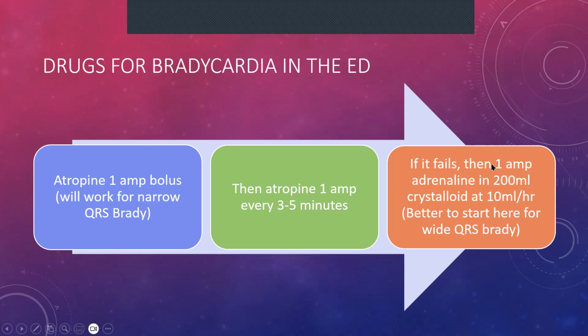And then if that fails, you give 1 amp of adrenaline in 200 mils of crystalloid at 10 mils per hour. So that 1 amp is going to run over quite some time. I mean, that's going to run over 20 hours. I'll be honest, if your patient has a wide QRS bradycardia, you'd be better off starting this instead of trying to give the atropine. But there's no harm in giving the atropine. It's just that it's unlikely to work. And as we said, if you have a wide QRS brady, let's say due to hyperkalemia, you'd want to give calcium gluconate as well. Okay.